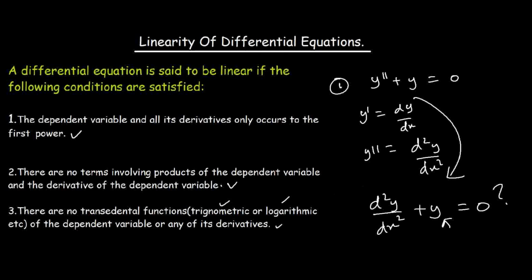And then the third condition says there are no transcendental functions of the dependent variable or any of its derivatives. Looking at this equation, we don't have any transcendental functions, which are sine, cosine, log, exponent. We don't have any transcendental function that has the dependent variable in it here. So this differential equation here is a linear differential equation.